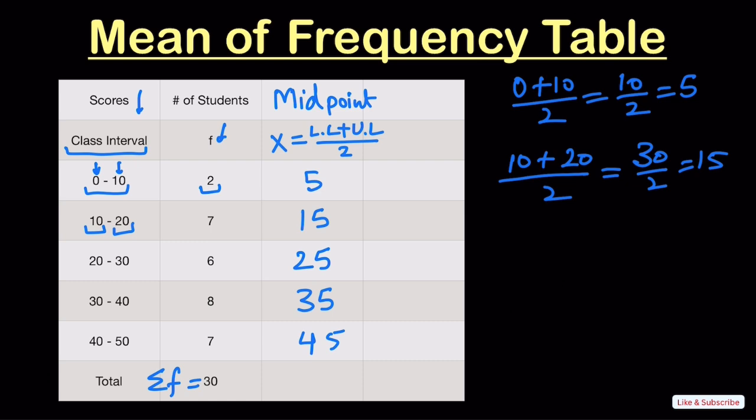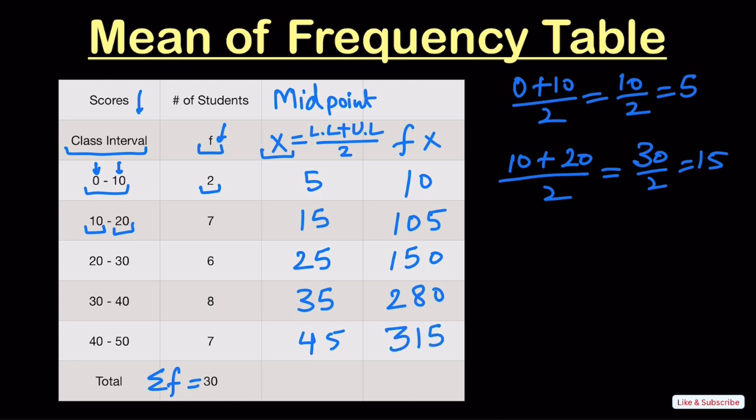Now what do we need to do to find the mean? We multiply the F with the X. That gives me fx over here. 2 times 5 gives me 10. 7 times 15 gives me 105. 6 times 25 gives me 150. 8 times 35 gives me 280. And 7 times 45 gives me 315. So I need to find the sum of fx. When I add this column, I get 860.